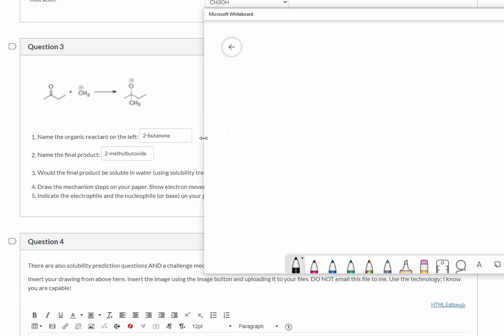So first I need to draw out my reactants. And let's see, that is CH3 with a negative charge. So that means that there are electrons there. And I know that that is going to make this compound. So how do we show the electrons? Well, I need to locate that electrophile. And that's number 5, we need to indicate the electrophile and the nucleophile or the base.